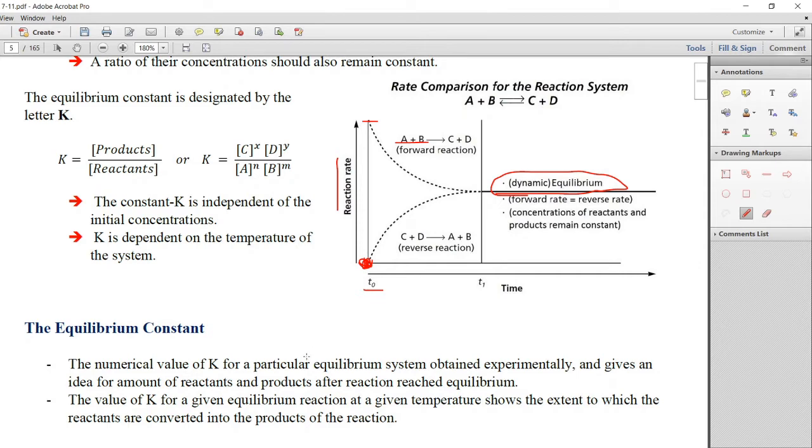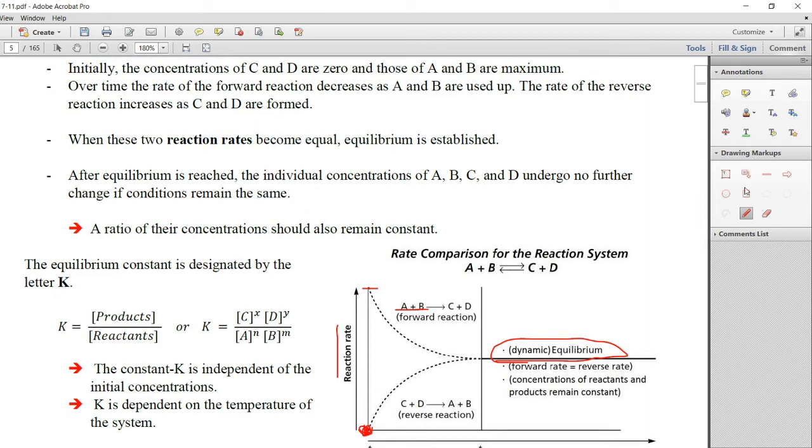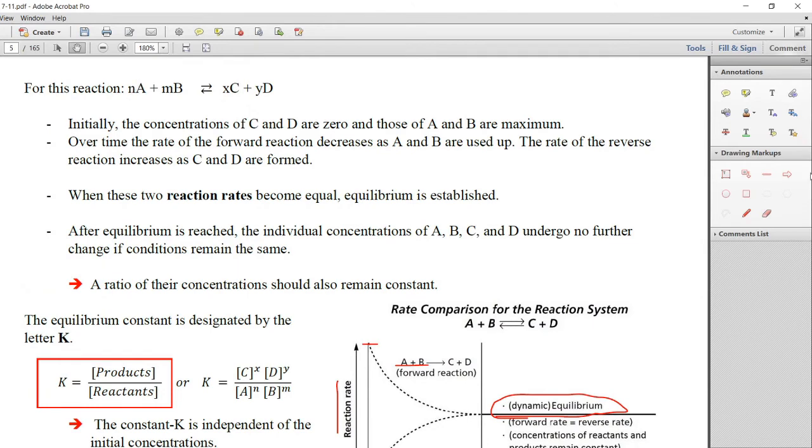Now, how can we know by finding a value if after equilibrium more products have been produced or more reactants still remain? To answer that, we have to find K. What is K? K is equal to the concentration of products over concentration of reactants. So for example, for this reaction, A plus B becomes C and D, K is equal to C times D to the power of their coefficients, X and Y.